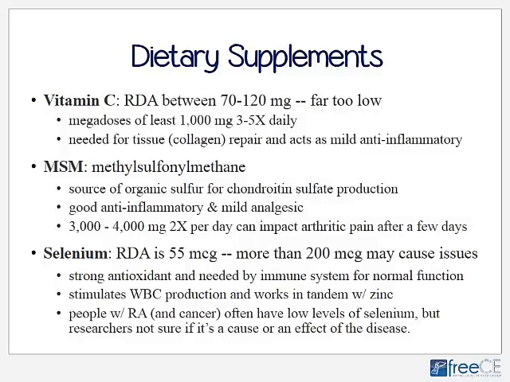MSM, or methylsulfonylmethane, is a good source of sulfur, and it's needed by the body to produce chondroitin sulfate.